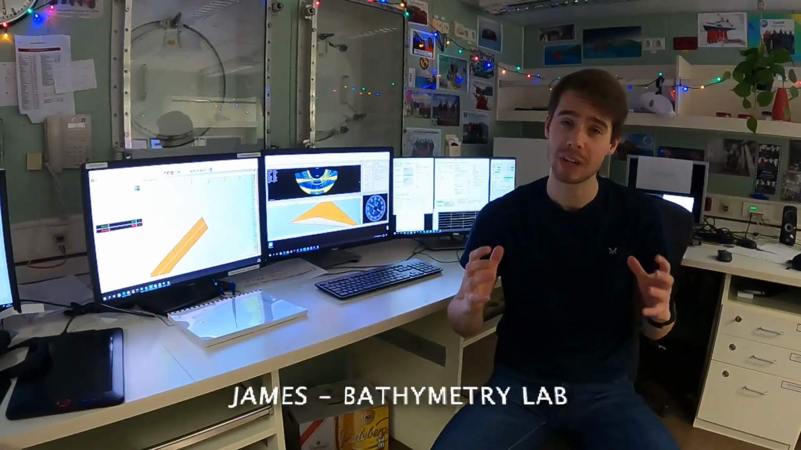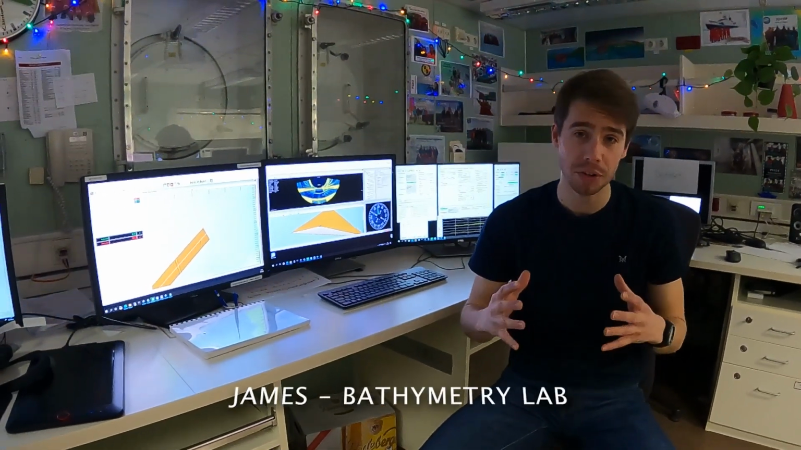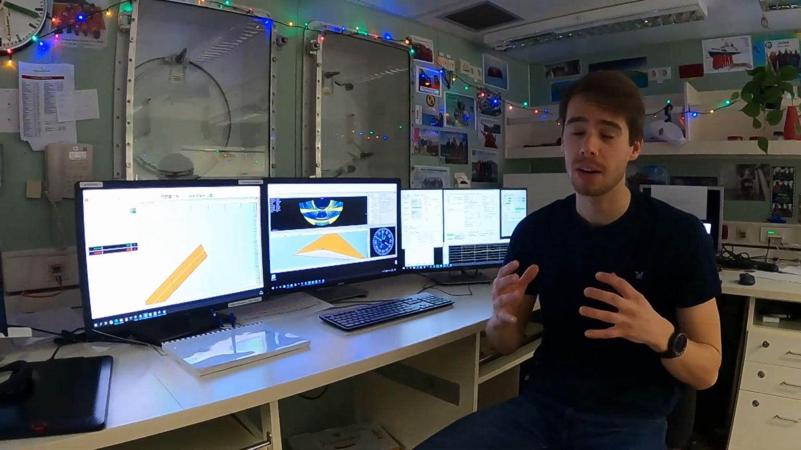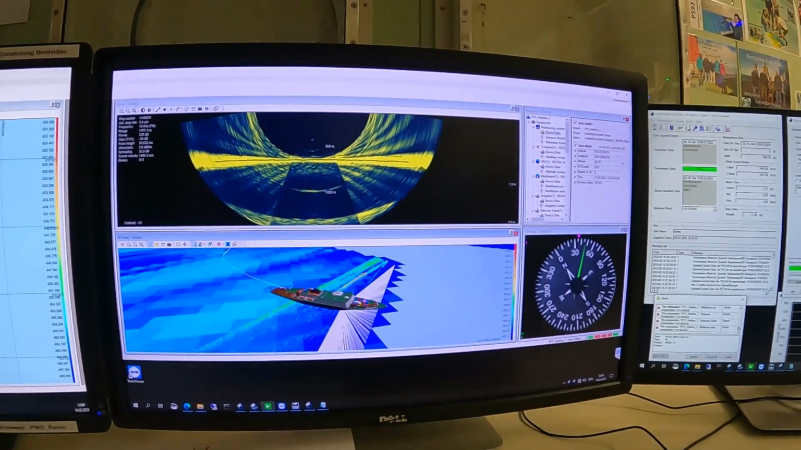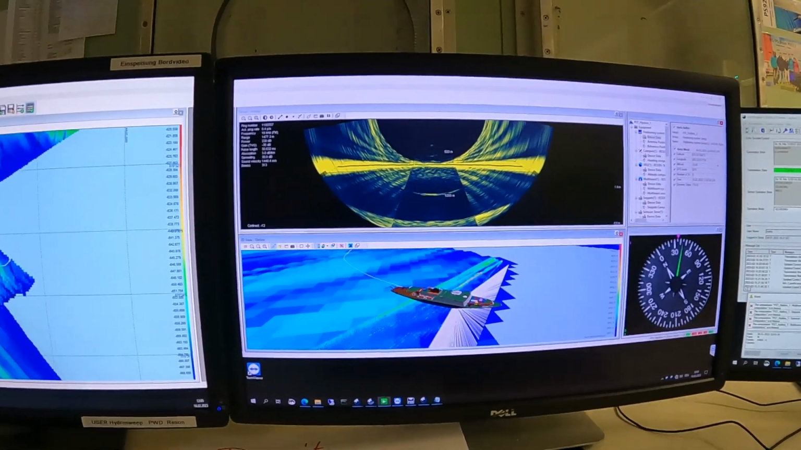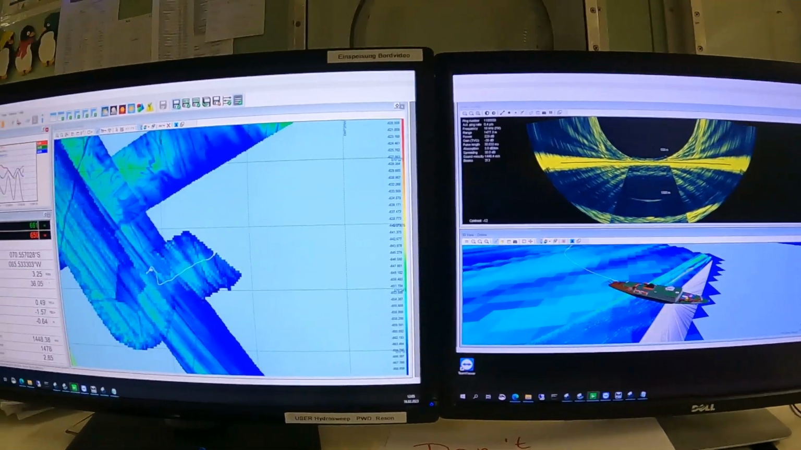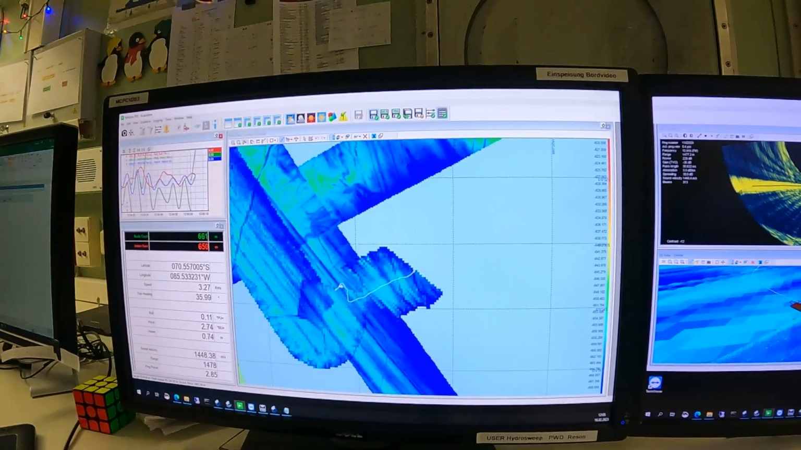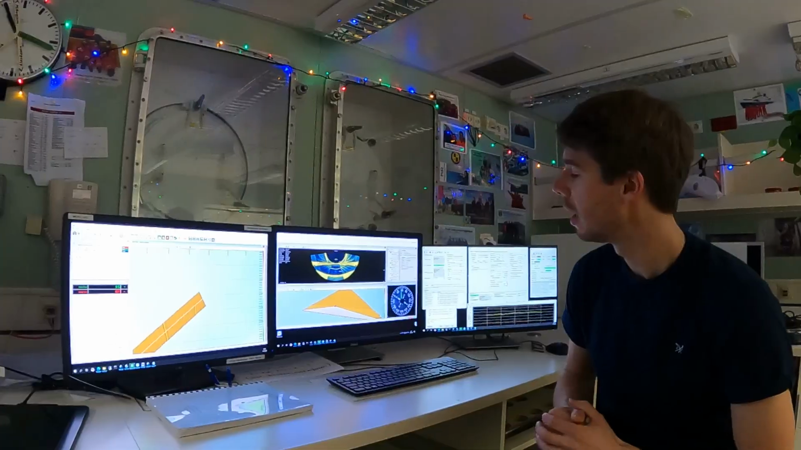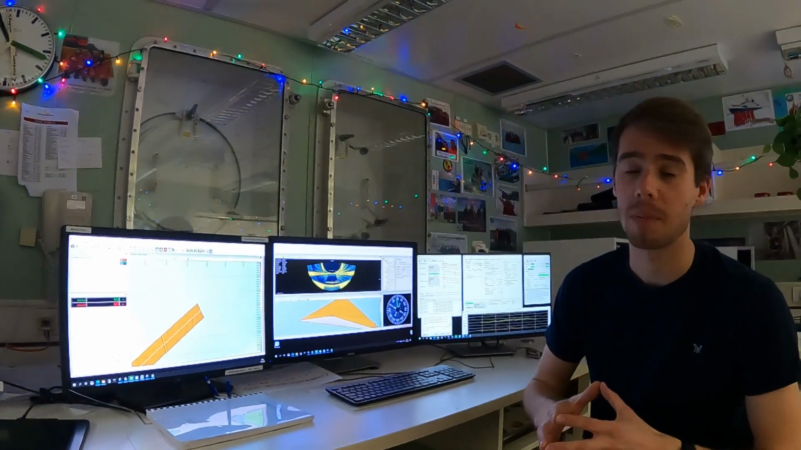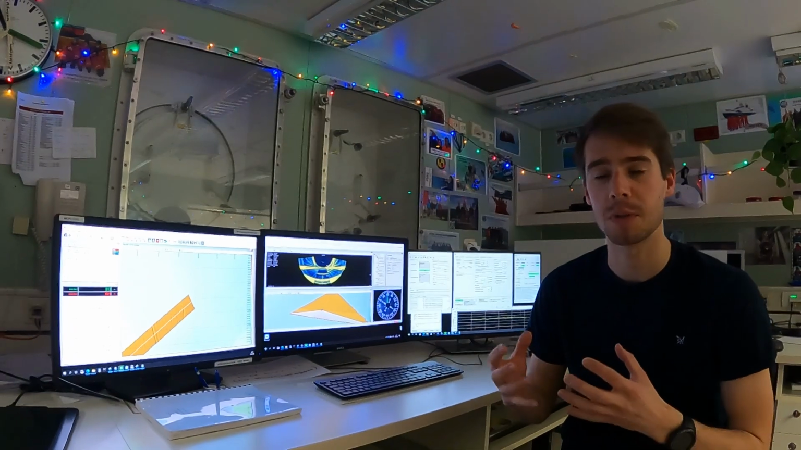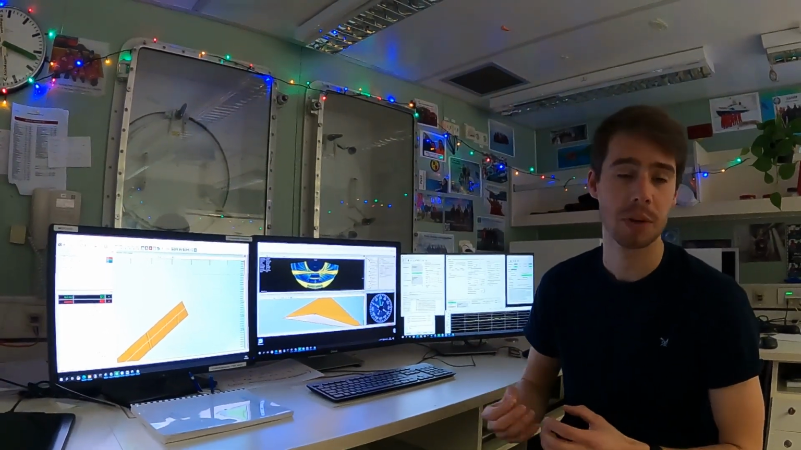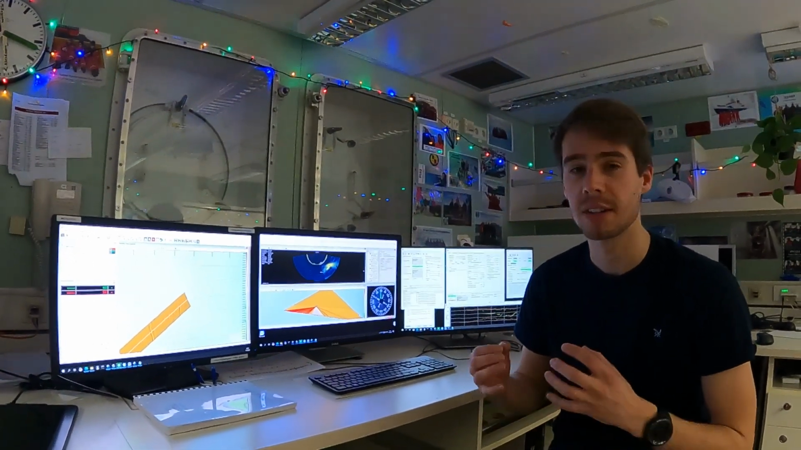So this is the bathymetry lab, which is one of the most important rooms on the ship. And here we are releasing pulses of sound from the base of the ship, which travel through the water column to map the structure of the seafloor beneath the waves as we're going along. And this is important because we are mapping buried or ancient glacial landforms that record how the ice was flowing in the past, and we can use that to understand what's happening beneath the ice today.